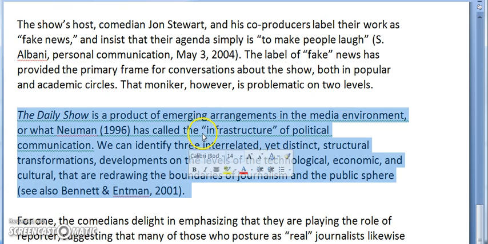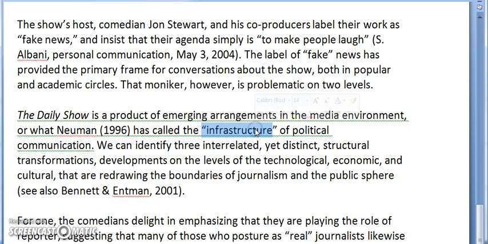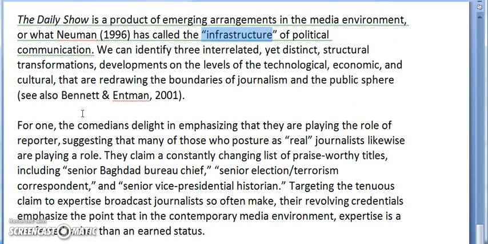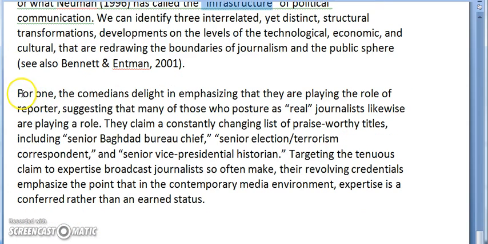When there's a technical term like infrastructure, and you have a list of concepts, developments on three levels of technological, economic, and cultural, you're probably in the realm of a method source. That's what Boehm is using the Newman and later the Bennett and the Entman to do. This is going to be part of the vocabulary that he uses to leverage an interpretation of The Daily Show. And then finally, this source.